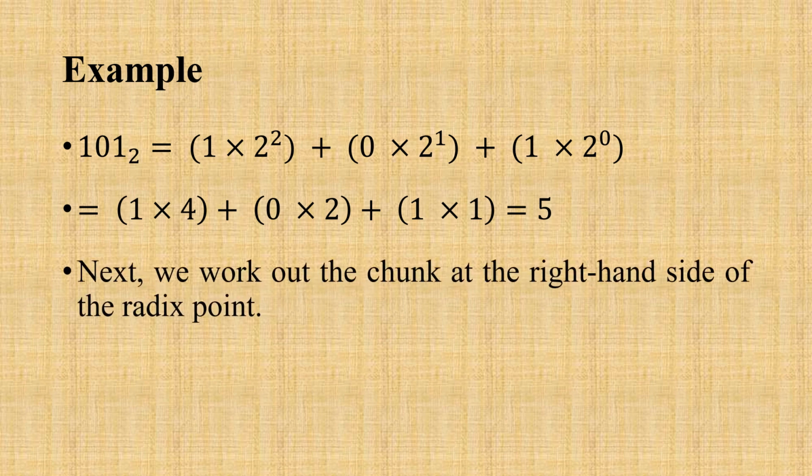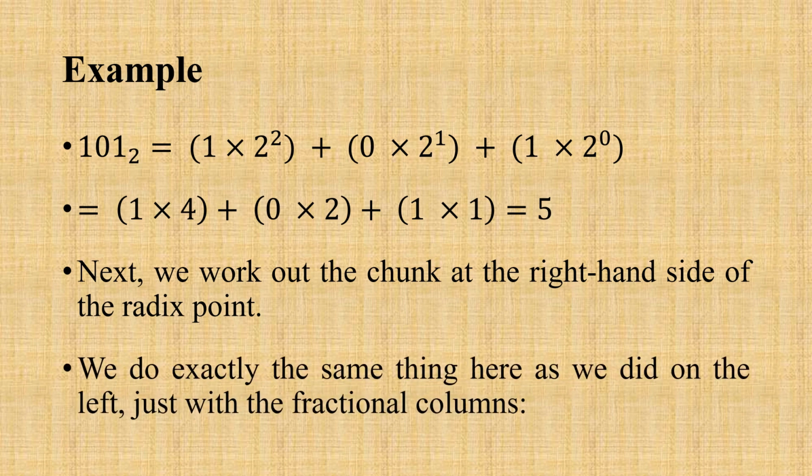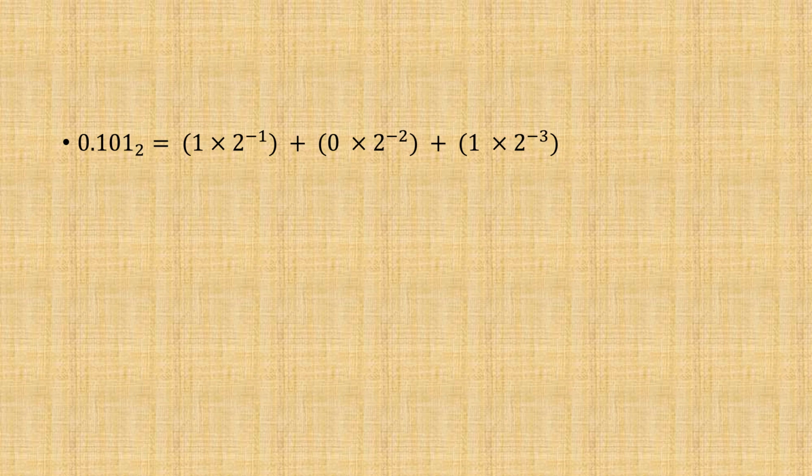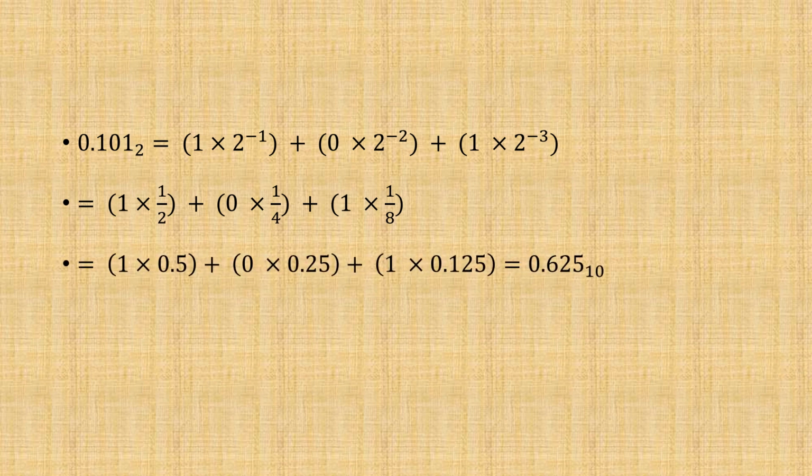Next, we work out the chunk at the right-hand side of the radix point. We do exactly the same thing here as we did on the left, just with the fractional columns. 0.101 in base 2 equals 1 times 2 power minus 1, plus 0 times 2 power minus 2, plus 1 times 2 power minus 3, equals 1 times 1 half, plus 0 times 1 quarter, plus 1 times 1 over 8, equals 1 times 0.5 plus 0 times 0.25 plus 1 times 0.125, equals 0.625 in base 10.